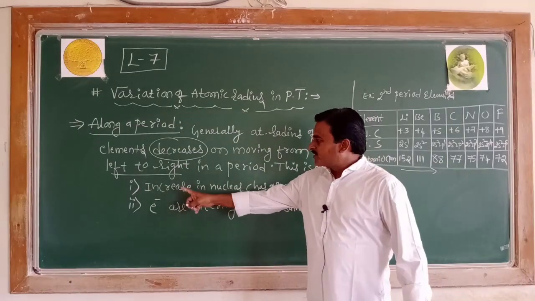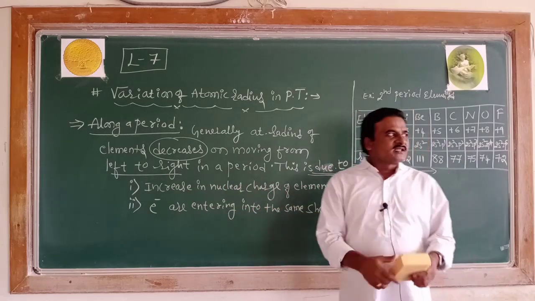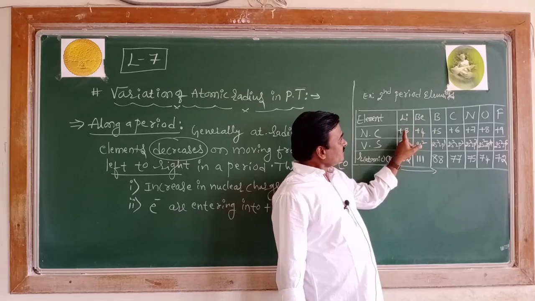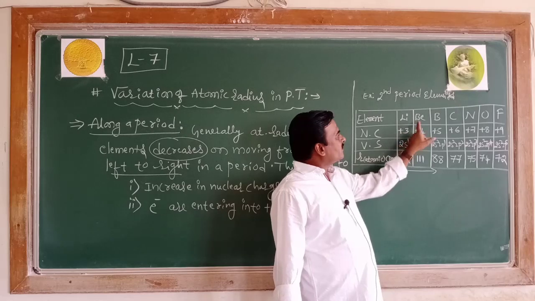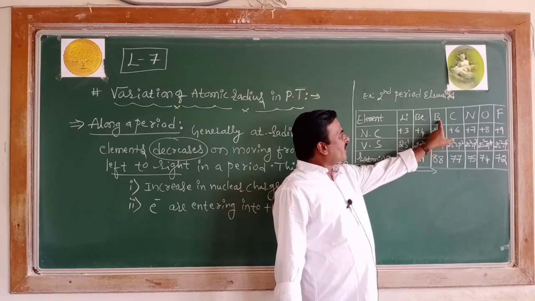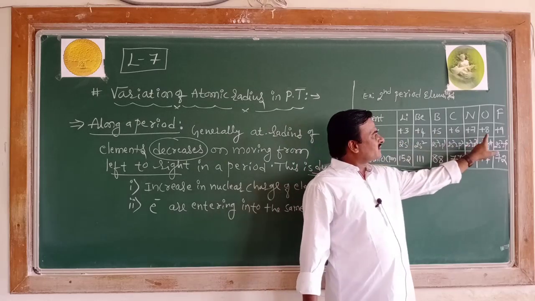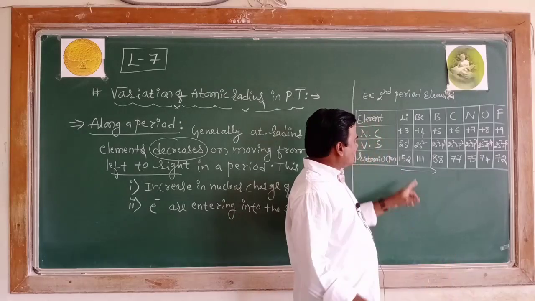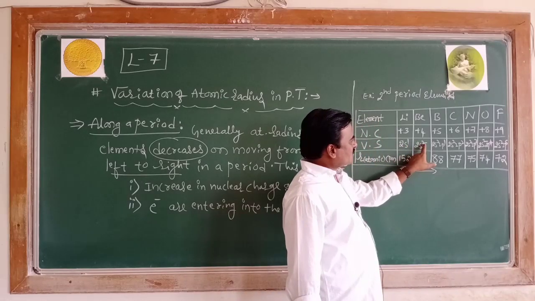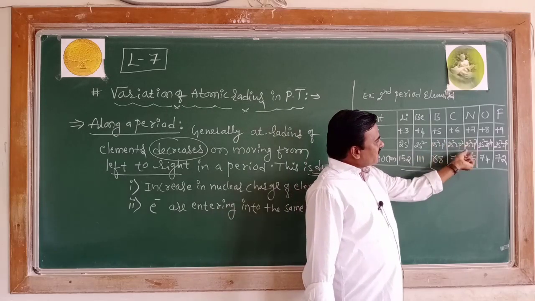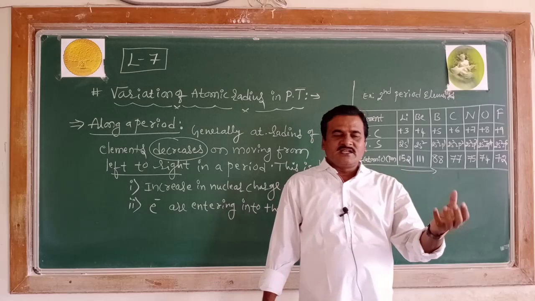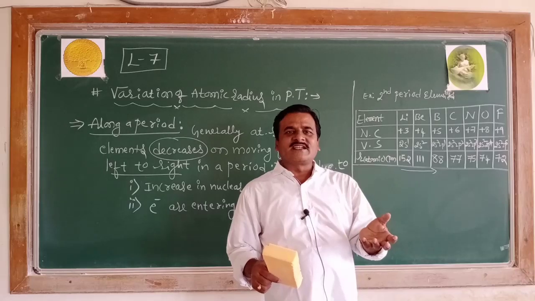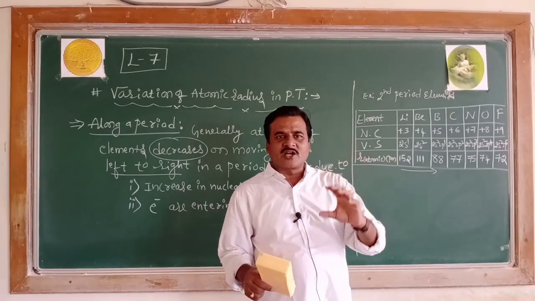Why is it so? Because of the increase in the nuclear charge of an element. You can notice the increase in nuclear charge: lithium plus 3, beryllium plus 4, boron plus 5. So the nuclear charge increases along the period, and the electrons are entering into the same valence shell, 2s2, 2p1, the same valence shell. As the electrons enter the same valence shell, the attraction between the valence electrons and the nucleus increases. That results in a decrease in the atomic size or atomic radius.